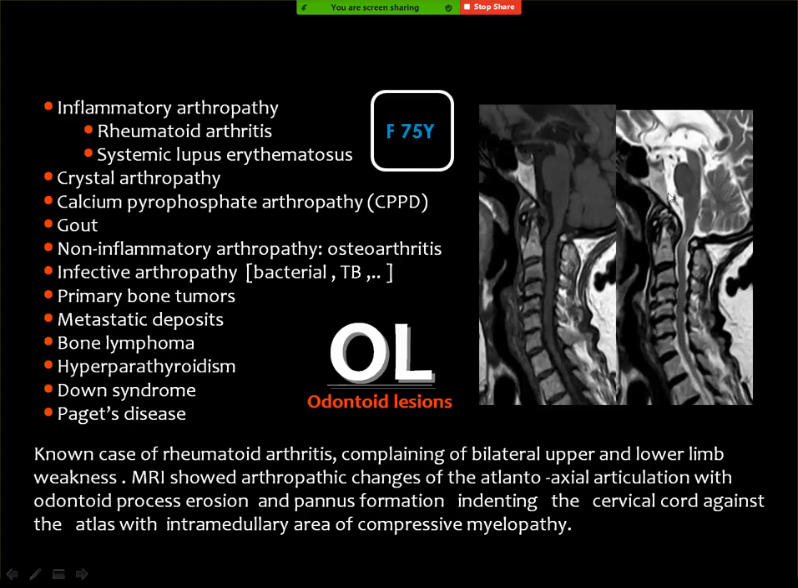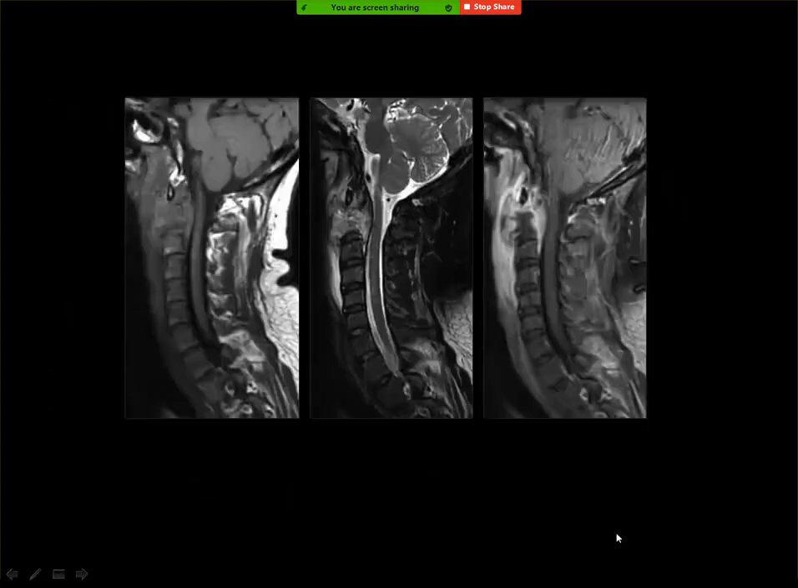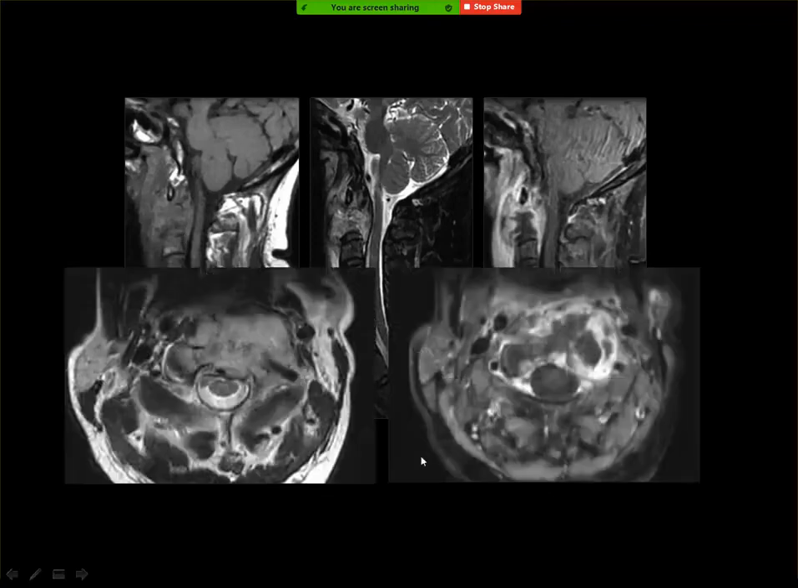Then in this particular case, you see there is a mass surrounding the odontoid, which is an indication of this disease we just have mentioned. But in our case, this is the MRI of the same patient. And you got a lesion involving the odontoid as well as the disc. And this is very important. Involvement of the disc means that you are dealing with an infection.